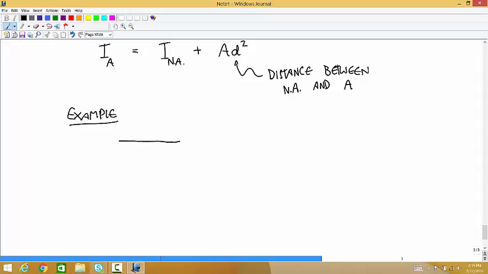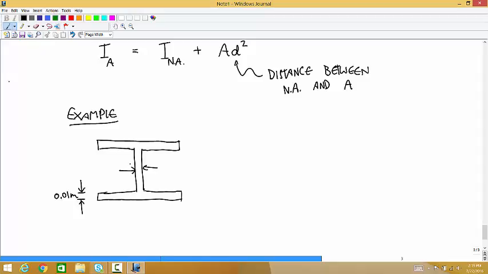So let's say that we have an I-beam that's made out of 3 rectangles. The thickness everywhere is 1 centimeter. This is a huge I-beam. So 0.01 meters is the thickness. That's also the thickness of the web. This thing in here is 1 centimeter. This is 0.5 meters. This is 0.5 meters.